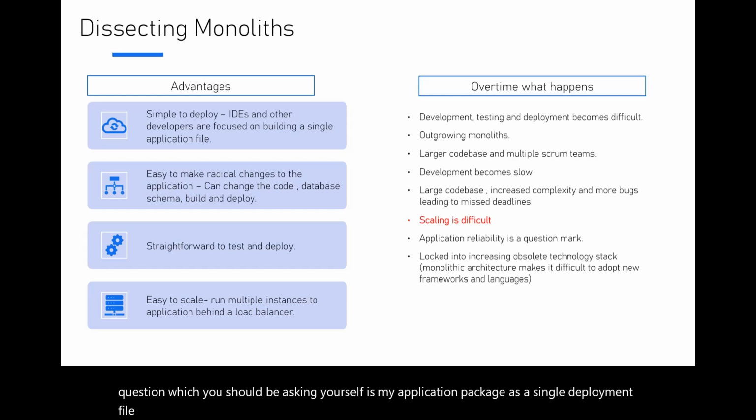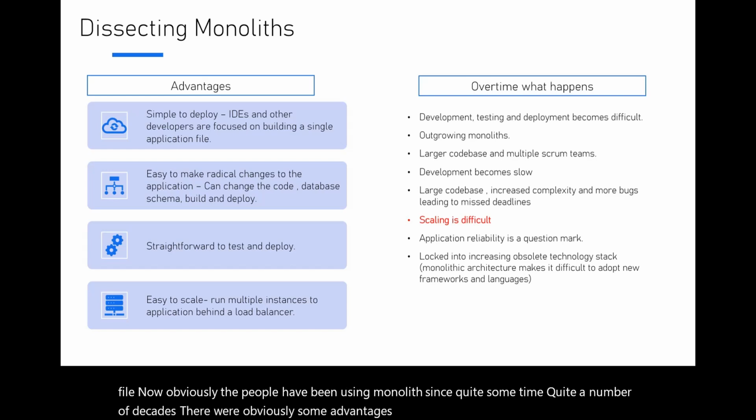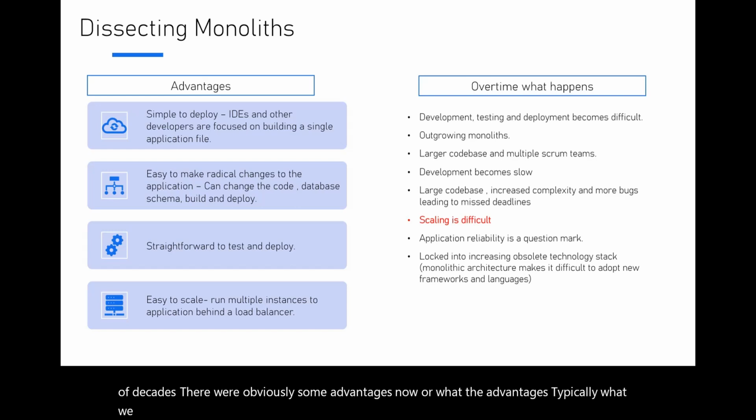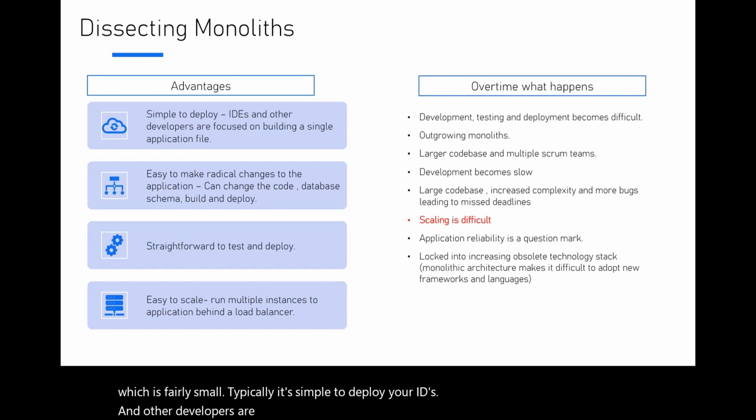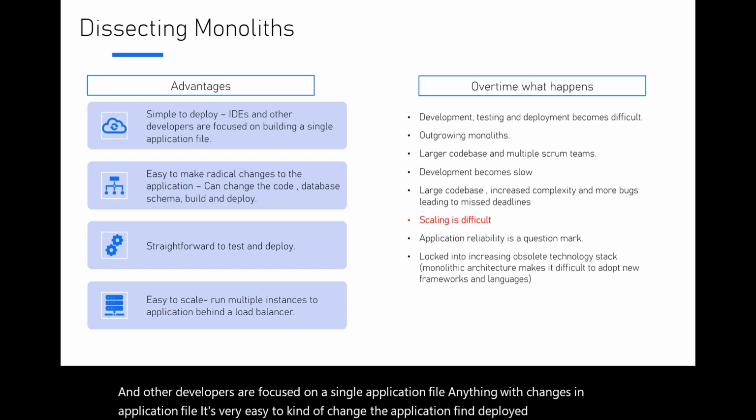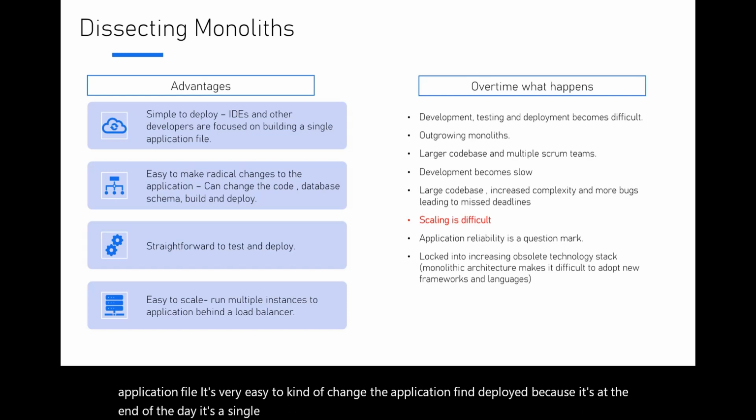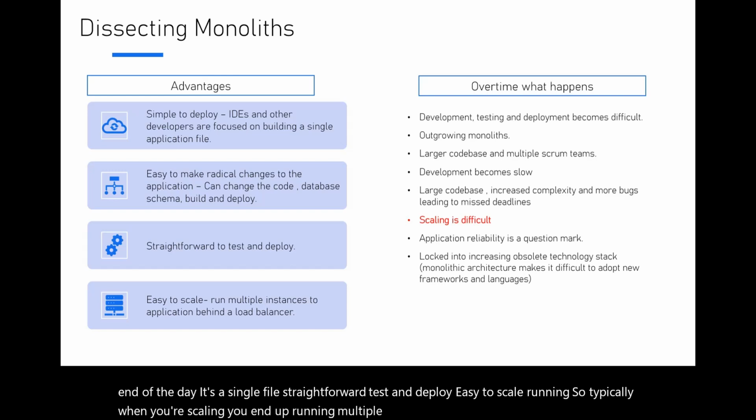Obviously, people have been using monoliths for quite some time, quite a number of decades, and there were obviously some advantages. What we've typically seen is that you start off small, and your deployment file is fairly small, so it's simple to deploy. Your IDEs and other developers are focused on a single application file. Anything which changes in the application is very easy to change and deploy, because at the end of the day, it's a single file. It's straightforward to test and deploy, and easy to scale and run. When you're scaling, you end up running multiple instances of the application behind a load balancer.